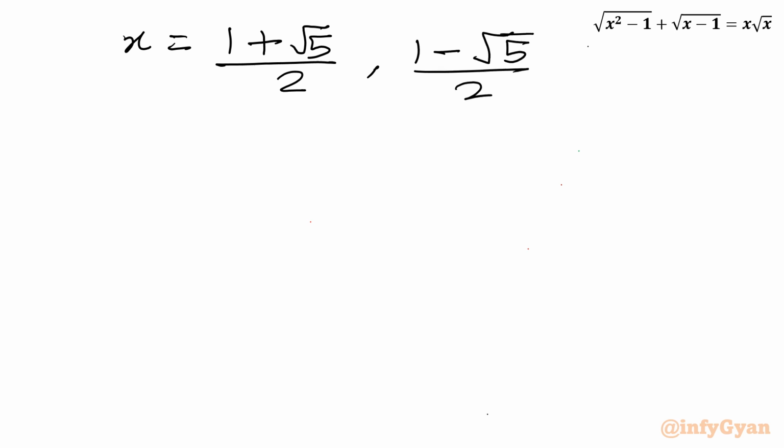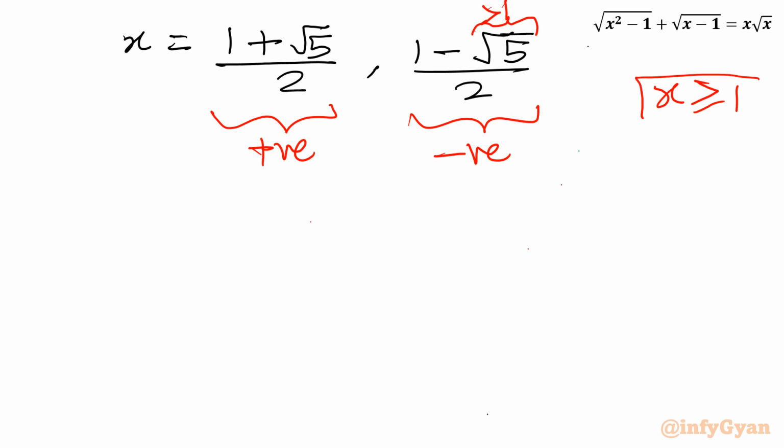Now you only have to check which solution satisfies the domain. If you check, this value is always positive, no concern at all. This value is negative, as we know that √5 is greater than 1, about 2.23, so that will generate a negative solution. We know that the domain is x greater than or equal to 1. So only one solution we will accept, that is (1 + √5)/2.